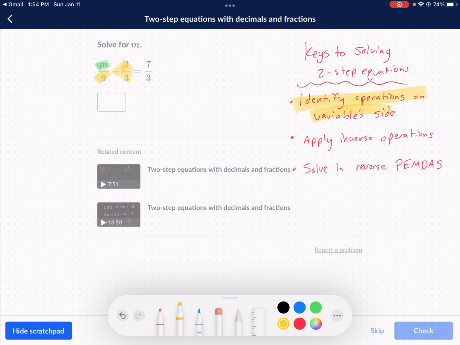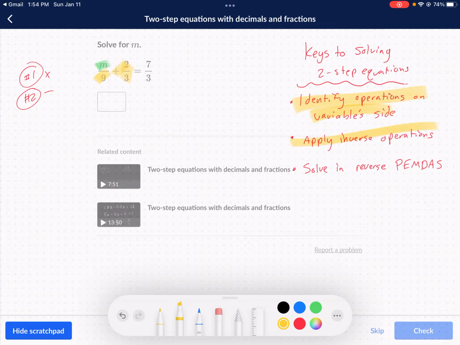Second, we're going to apply the inverse operation. I just said that we got division, so we're going to apply multiplication, and then we have addition, so we're going to apply subtraction. Those are the two operations that we're going to be doing to get m by itself, to isolate it. We got that one sorted out.